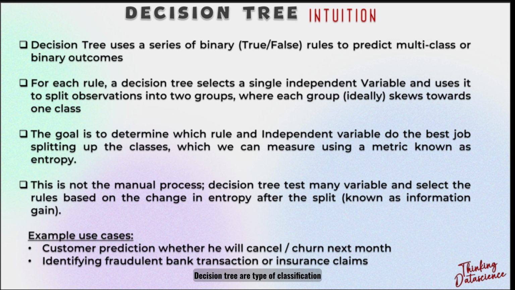Decision trees are a type of classification method that are useful for predicting customers' behavior, such as cancellation, churn, upgrades, cross sales, or even advanced scenarios like identifying fraudulent bank transactions. So this is just a brief summary. So let us dive deep into this algorithm and see how it actually works.